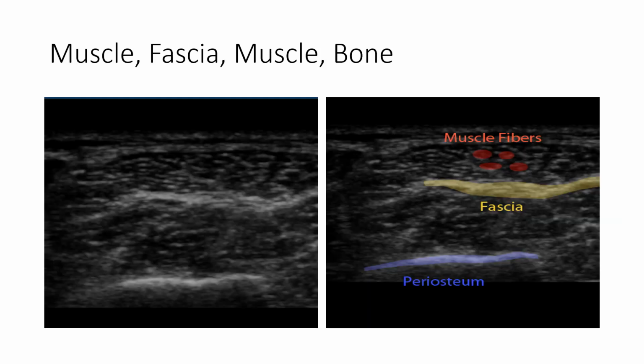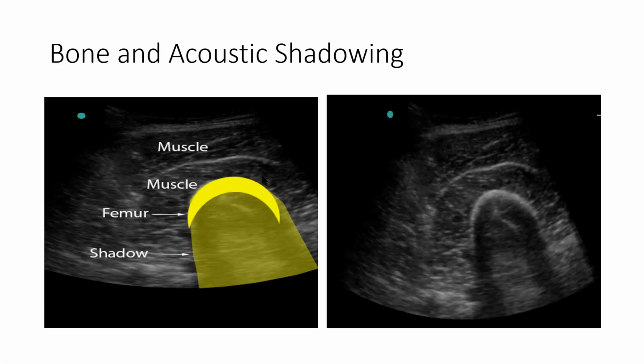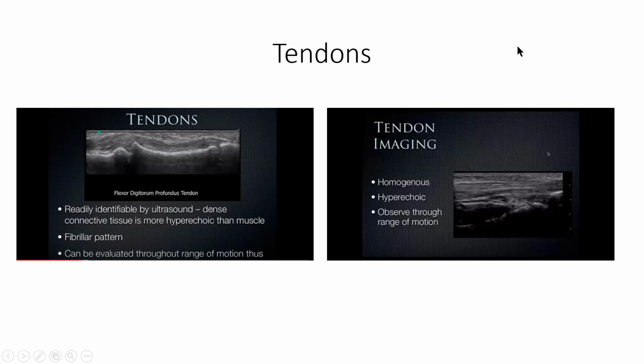Again, we have here the short axis through the muscle fibers, the fascia, and then we get more muscle and then cortex, which inhibits the visualization of anything deep to that muscle. And then just to make one last highlight of the acoustic shadowing, here we have muscle, fascia, muscle, and then the cortex of the bone with a very good example of the acoustic shadowing. Now, tendons are readily seen with ultrasound.